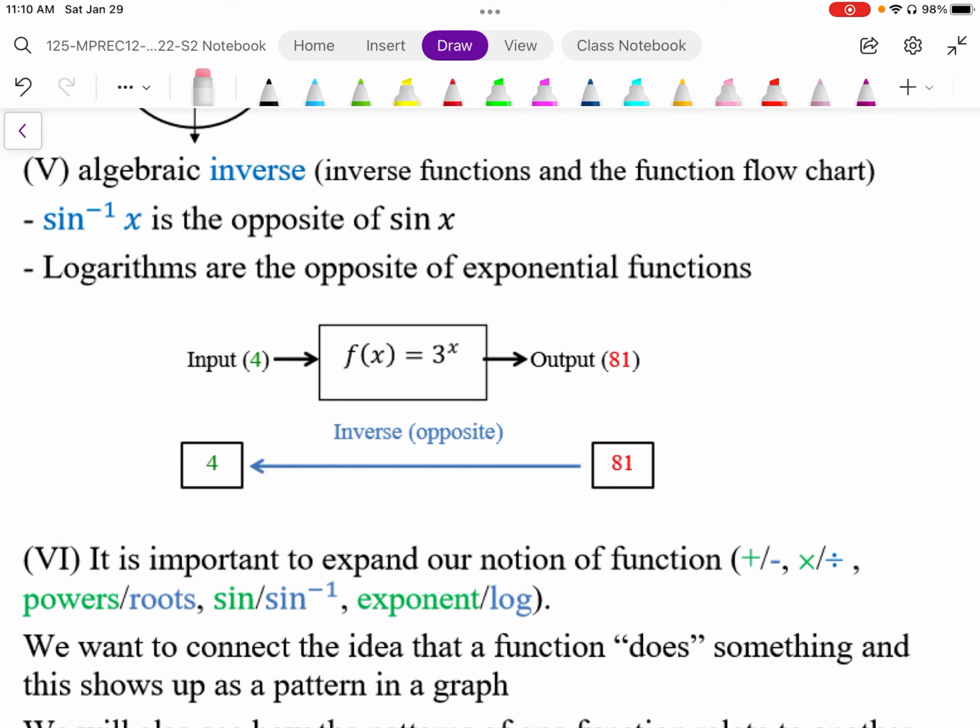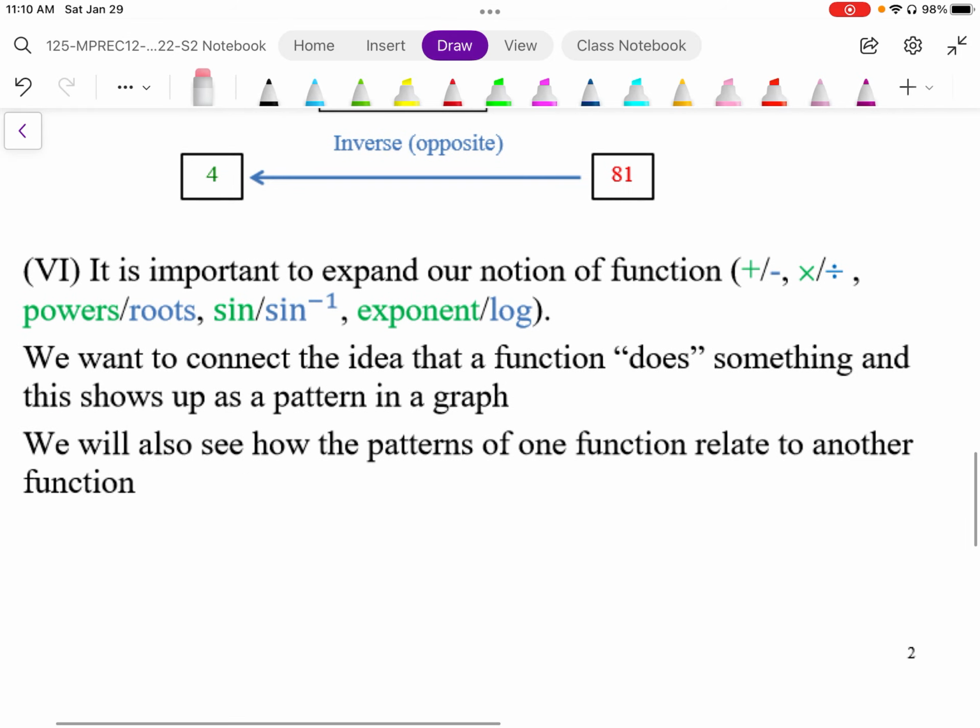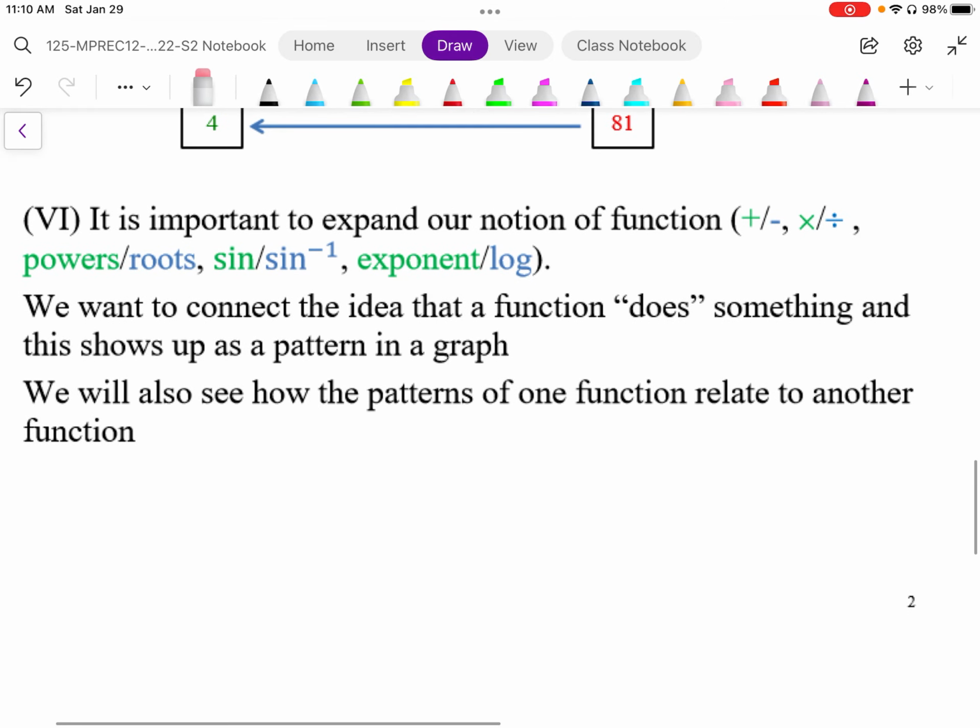And this idea of inverse is very important because every function has an inverse. For example, plus has an inverse of minus. Times has an opposite of divide. We want to expand this now into powers and roots. So for powers, our inverses are roots.